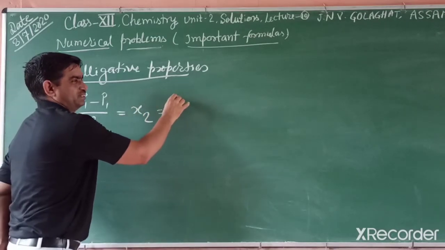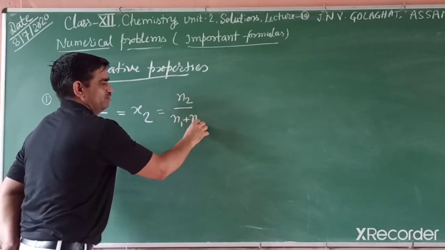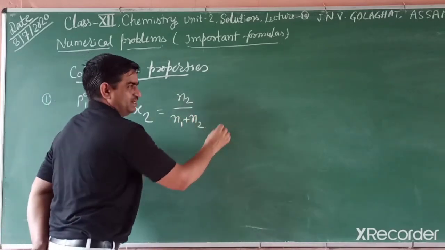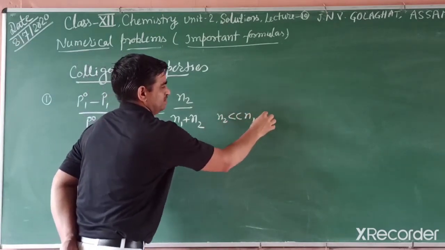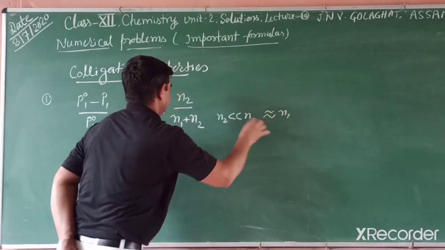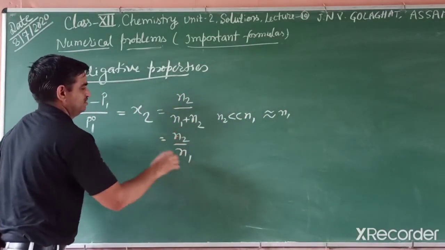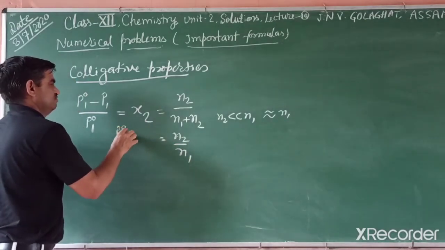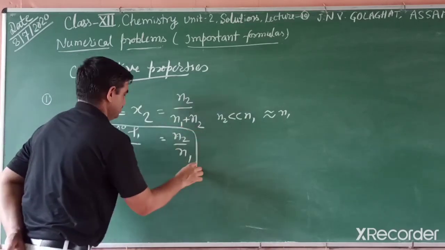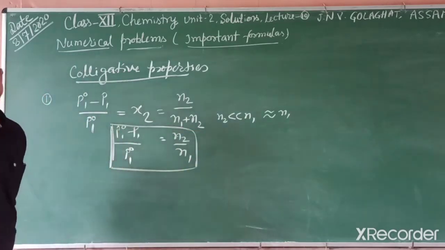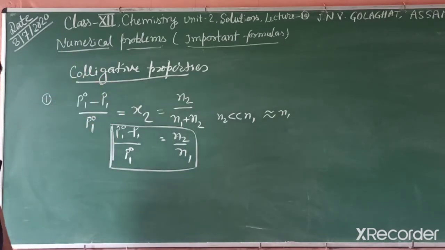Mole fraction is the mole of the individual substance divided by the total mole. If the solute is very, very little, if N2 is very much lower than N1, we ignore it in the denominator and can write N2 divided by N1. We write such numericals this way only if the solution is very, very dilute. Otherwise, we solve the numerical in the full form. That is the first colligative property.